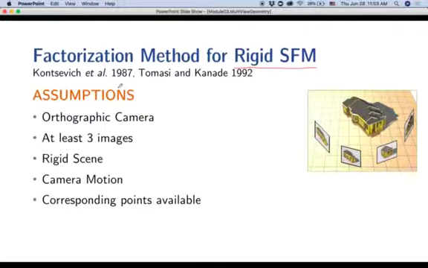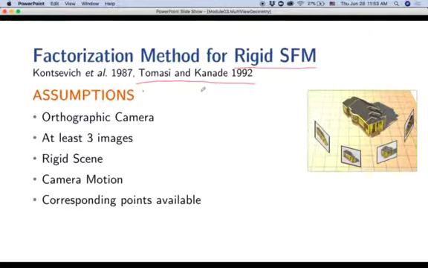The history of this method is also interesting. This method is by and large known as the Tomasi and Kanade factorization method, which was proposed in 1992. The Tomasi and Kanade paper is a very famous paper. It's highly cited. There are thousands of citations of this paper. It's written in textbooks and so on.